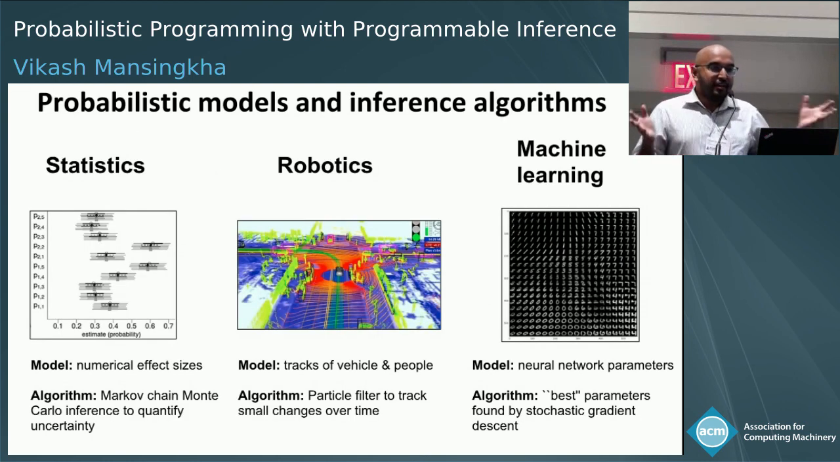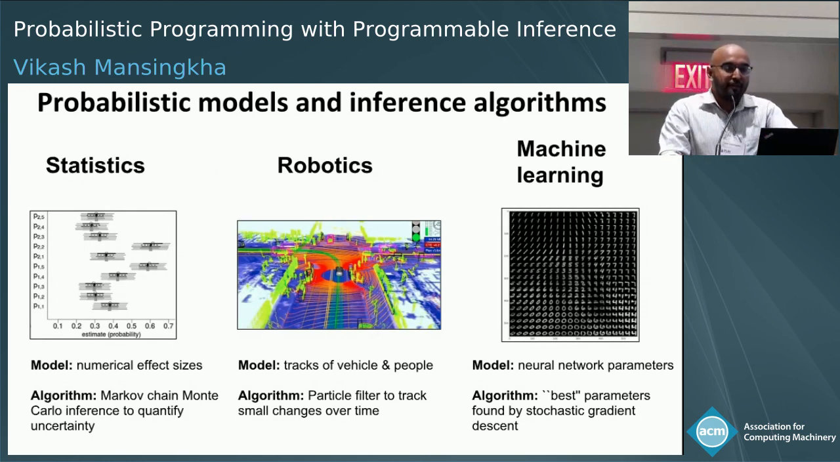So the setting for probabilistic programming is that across many fields, we're seeing probabilistic models and inference algorithms become increasingly prominent. So let me just give a few examples to give a sense of both the centrality and the diversity of these techniques in computing.